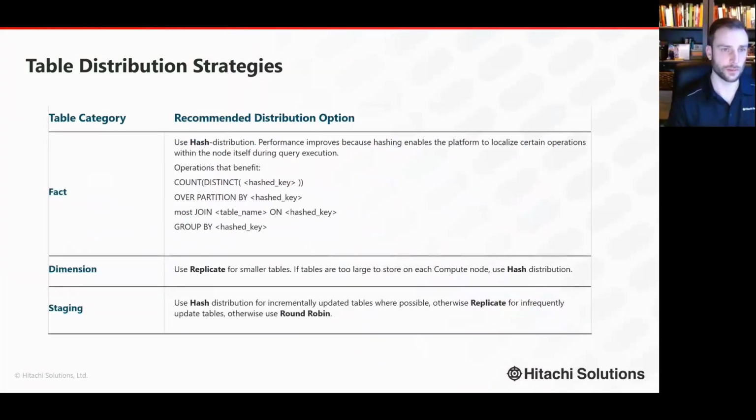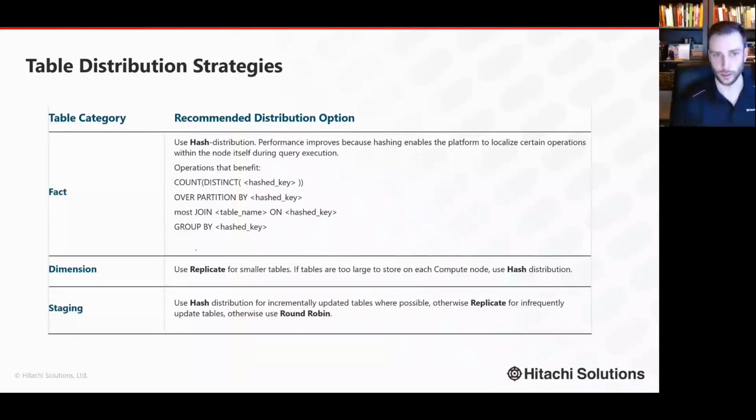Now in terms of general table distribution strategies, when looking at fact tables, I would always look for a hash distribution candidate. It's going to improve performance, particularly of building that table. And then if you were to be joining against other dimension tables, typically the dimension is going to be shuffled or broadcast. Dimensions are going to be smaller, so it will have less of an impact. Particularly operations that benefit are count distinct or over partition by. Join is really going to have the largest impact from a performance perspective, and also group by.